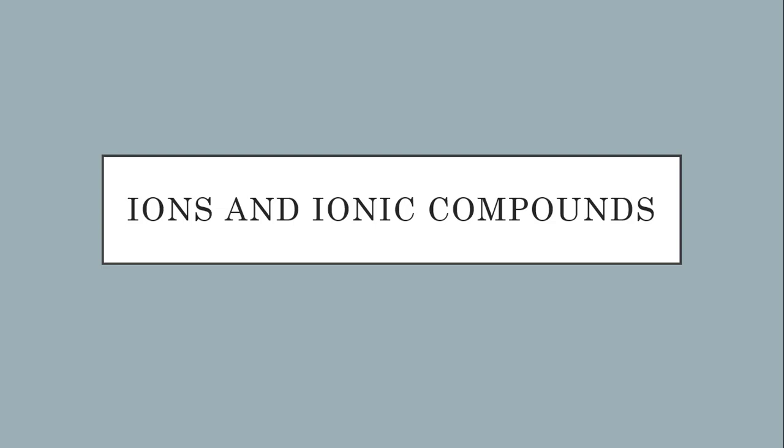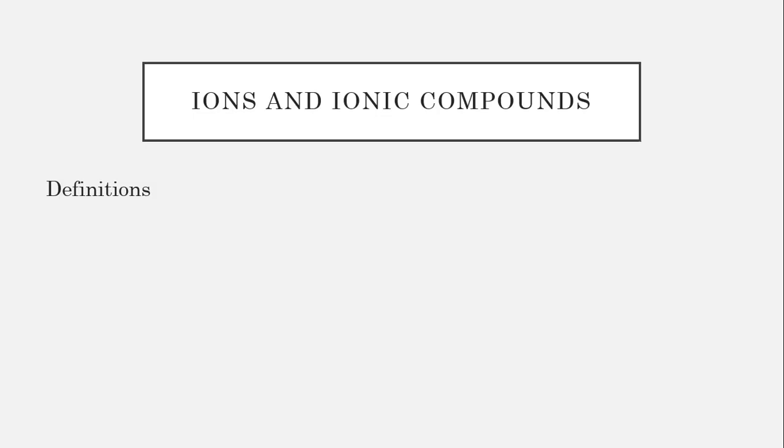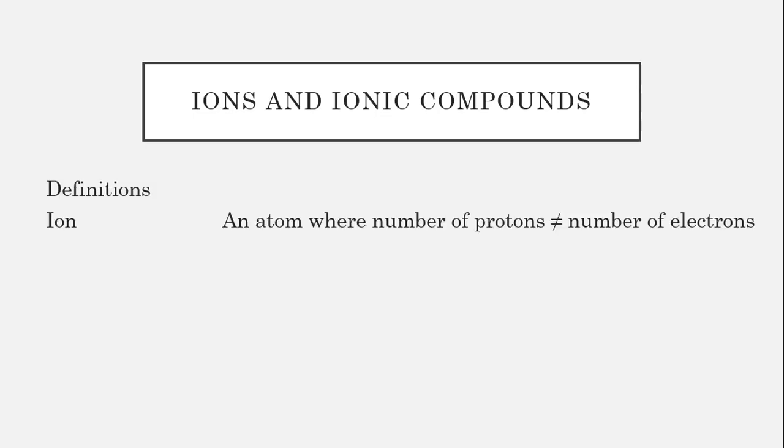This next set of videos is on ions and ionic compounds. We'll begin by talking about monoatomic ions, and we'll start by giving some general definitions. An ion is where the number of protons and the number of electrons in an atom are not equal, which results in an electrical charge on the atom.